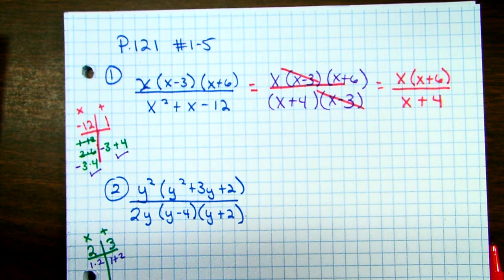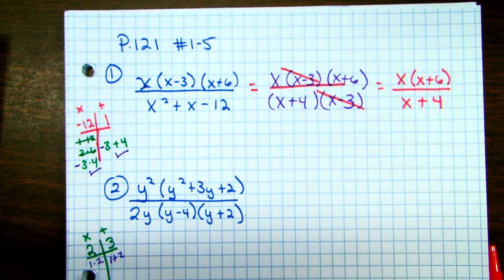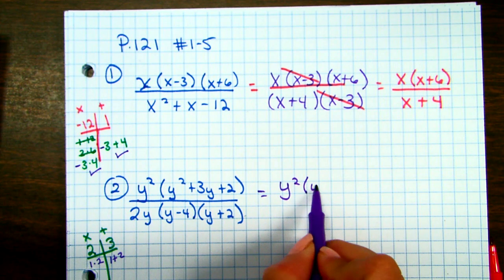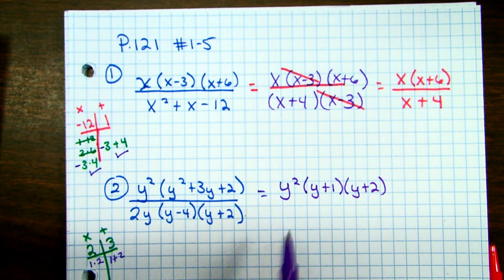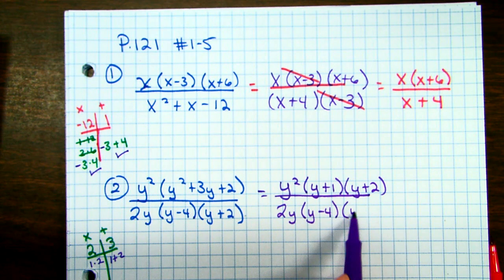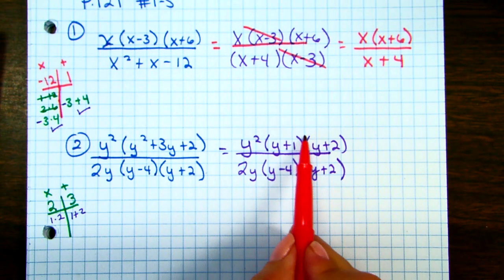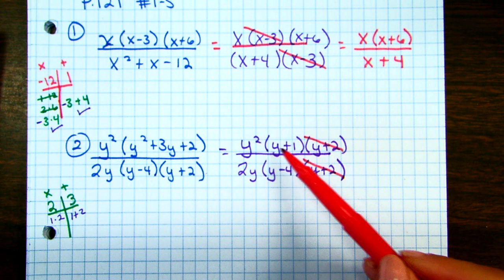When everything's positive in the quadratic, both your numbers are positive. It'll always work out like that. Okay, so we have y squared, y plus 1, y plus 2, over 2y. I'm just rewriting my denominator, and then looking for things to cancel. For sure, we're going to cancel those. These two binomials can't be canceled, right? Y plus 1, y minus 4.